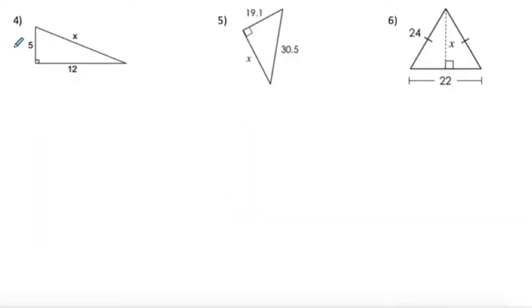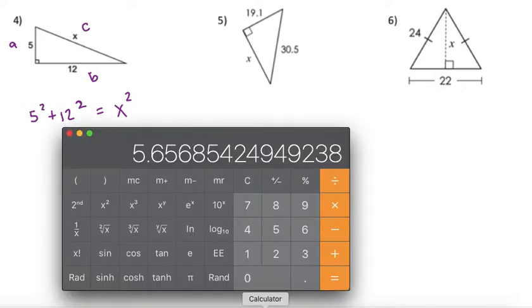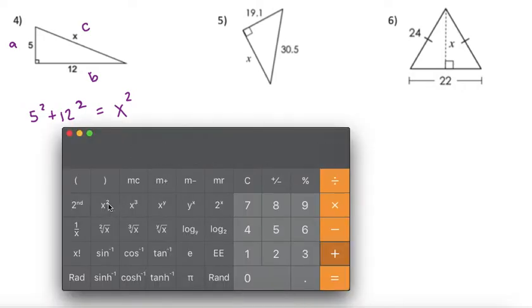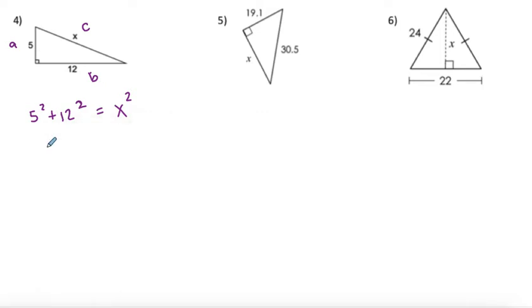On number 4, we have A, B, and C is always across from 90. So we can check A squared plus B squared equals C squared. Okay, on my calculator, I can do 5 squared plus 12 squared equals 169. So here I get 169 equals x squared. Undo the squaring by taking the square root of both sides, and I get x here, and the square root of 169 is 13.